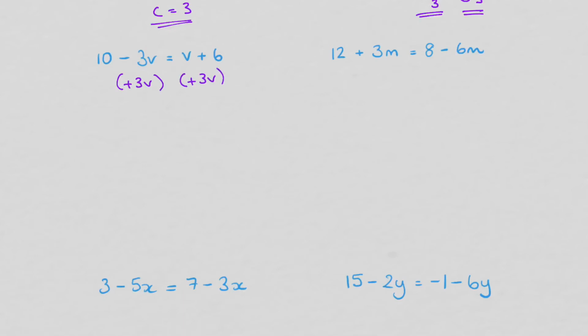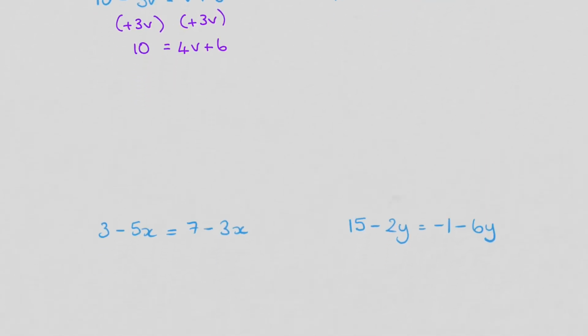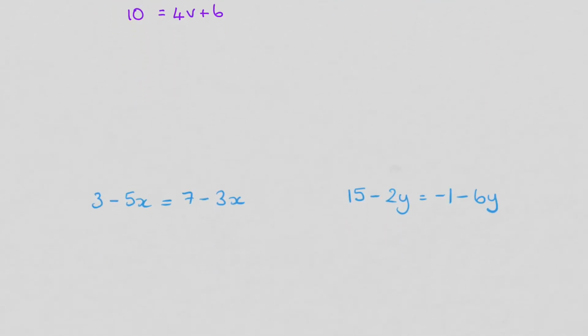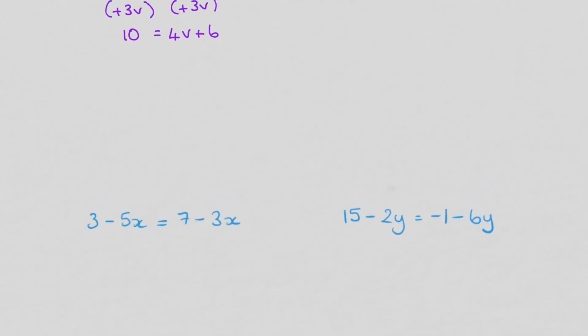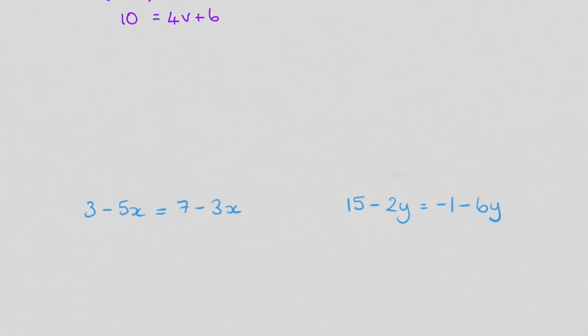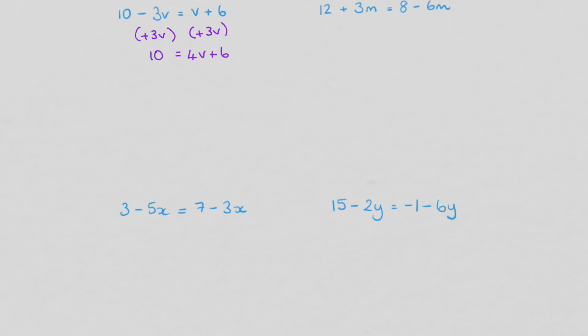Okay, so that means the v's disappear from the left-hand side, and on the right-hand side we've got v plus 3v, so that's 4v plus 6. Okay, and now we're on to something a bit more straightforward. And remember, each time you write down a new equation, that becomes the equation to solve. It doesn't matter what went before it. This is the equation that we're working with now.